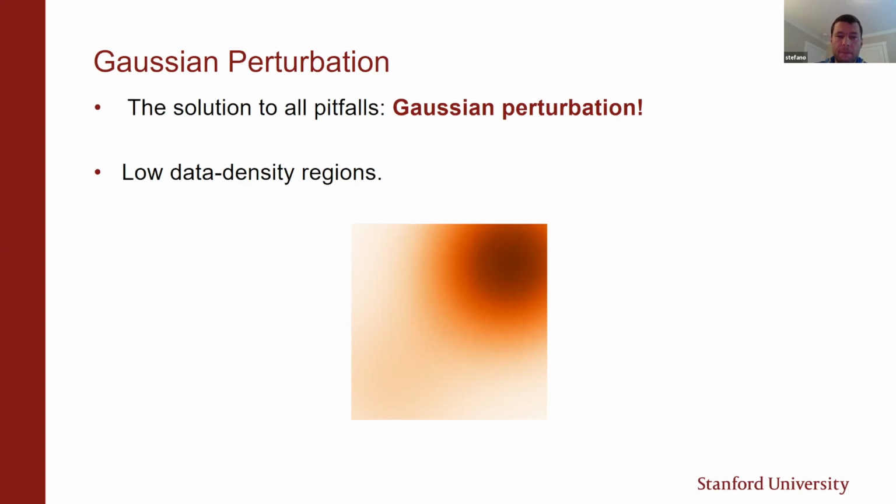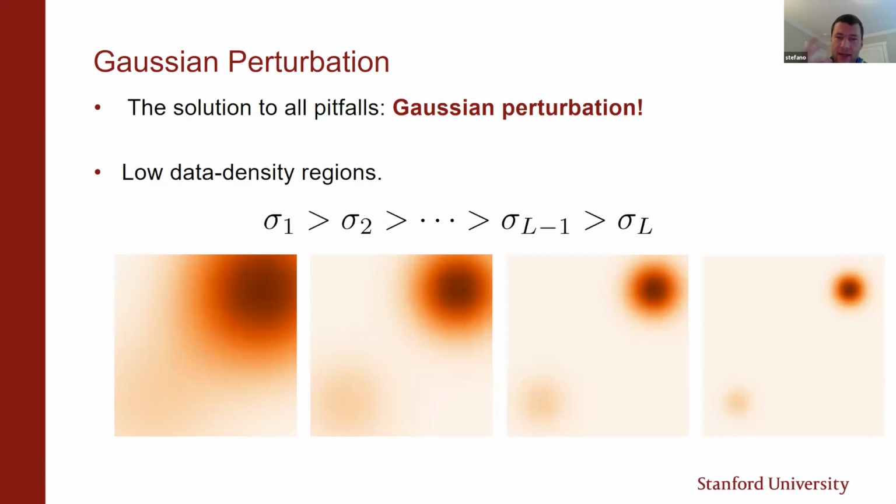Of course, the problem with adding Gaussian noise, or any kind of noise, is that if you add too much of it, you're going to destroy the structure of the distribution that you're trying to sample from. And so one thing you can do is consider multiple noise levels, sigma 1, sigma 2, sigma L. The idea is that we can try to estimate the scores of all the data densities perturbed at all noise levels at the same time.